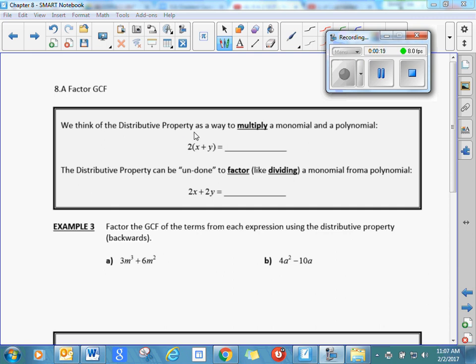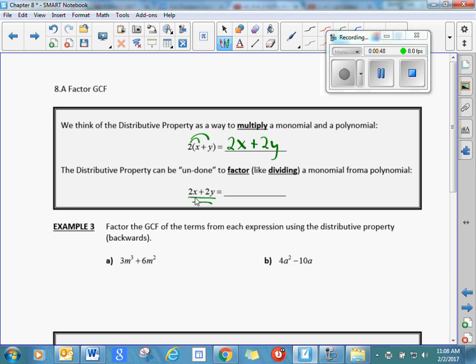So remembering how distribution works, you have a factor on the outside of your binomial or polynomial, trinomial, whatever it is, and you're going to multiply, and you're going to get rid of the grouping symbol. So this would become 2x plus 2y. But what if I give you the 2x plus 2y and I ask you to reverse distribute it? I ask you to go back and factor out what they have in common.